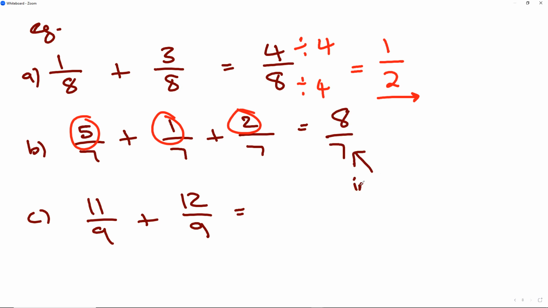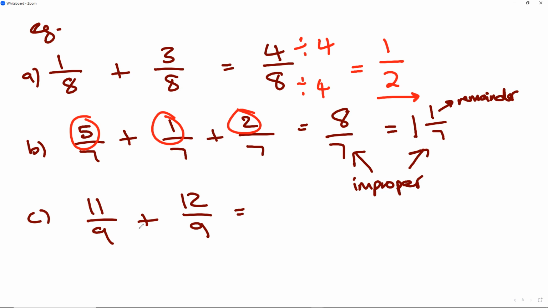This is an improper fraction, and so we can change it into a mixed number. In order to change it into a mixed number, we have to say 8 divided by 7. How many times can 7 go into 8? Well, we know 7 plus 1 equals 8. So only one 7 can fit inside it, but we have a remainder of 1, which we put on top of 7 as a fraction.